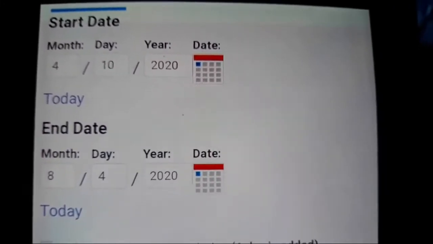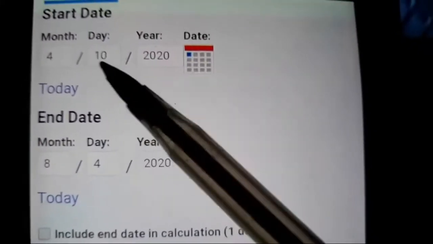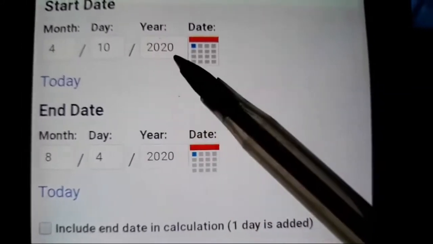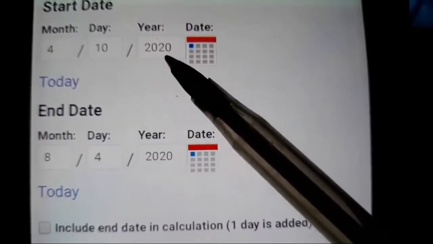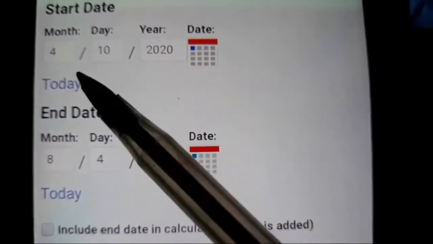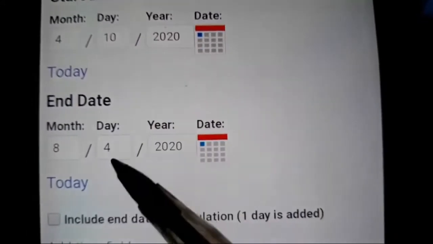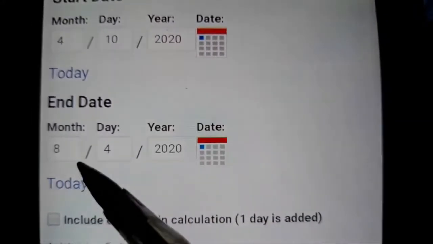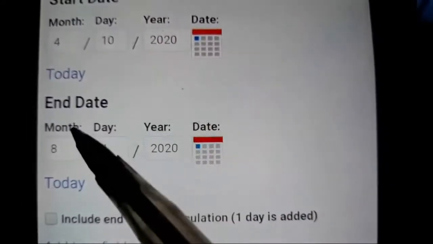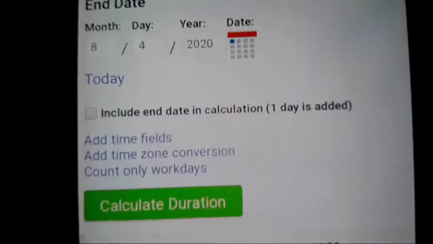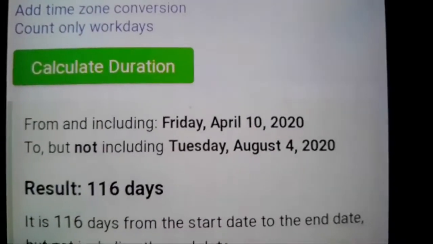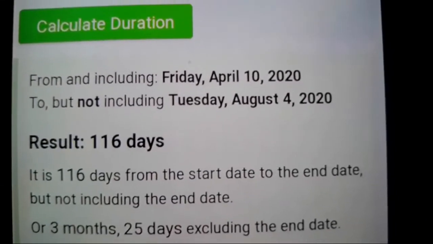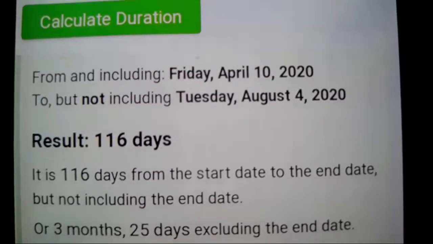Okay, now what I did was I put Vernon's birthday in this year. Don't worry about the year right now. So I put Vernon's birthday 4/10 to Barack's birthday 8/4. Forget about the year. Any year, 4/10 to 8/4. Let's see what we get. We get 116 days, 3 months, and 25 days.